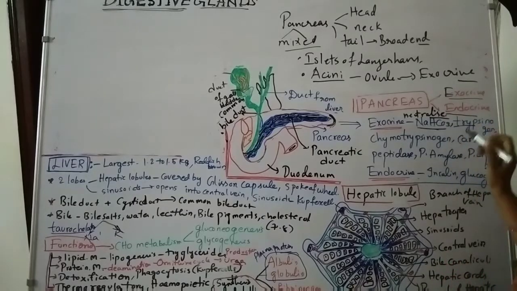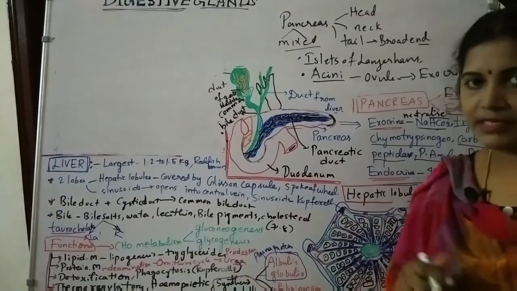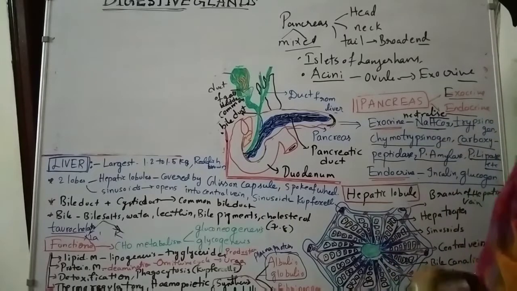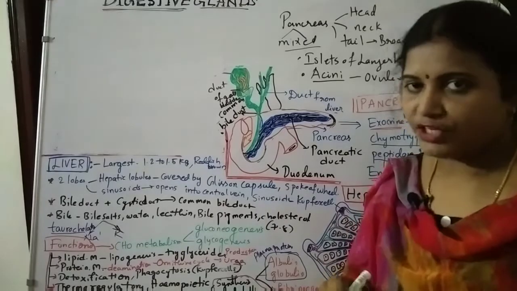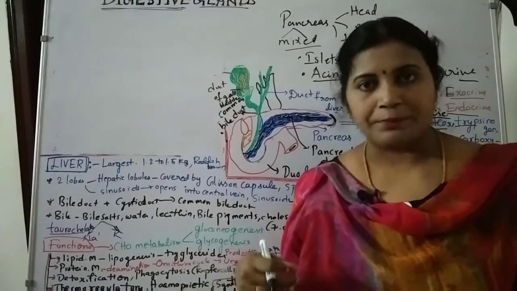And then trypsinogen, chymotrypsinogen, carboxypeptidase, pancreatic amylase, pancreatic lipase, like that many enzymes are released by the pancreas. Trypsinogen and chymotrypsinogen are responsible for protein breakdown. Proteins are broken down into peptides.